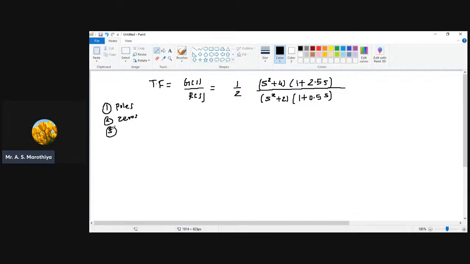Then we need to indicate poles and zeros in the S plane, and we are also interested to find the magnitude of the transfer function at a complex frequency of s equals 2. This is our objective. We have the transfer function represented by this expression, and we need to find poles, then find zeros, then indicate those poles and zeros in the S plane, and then find the magnitude of the transfer function at the complex frequency s equals 2. So how to solve this numerical?